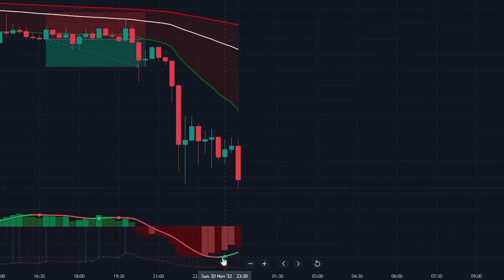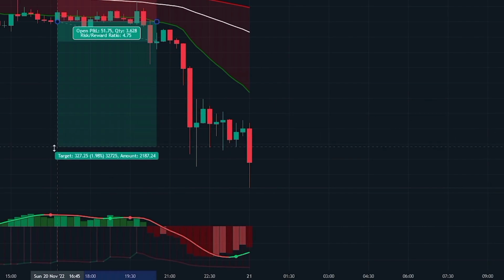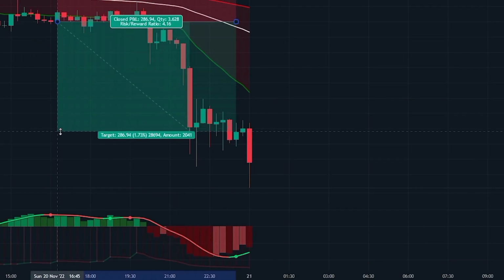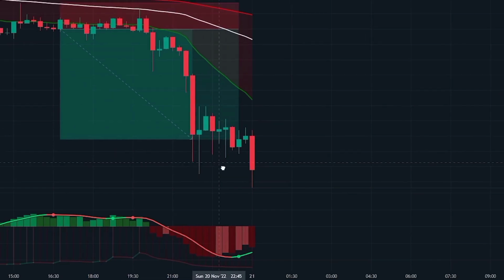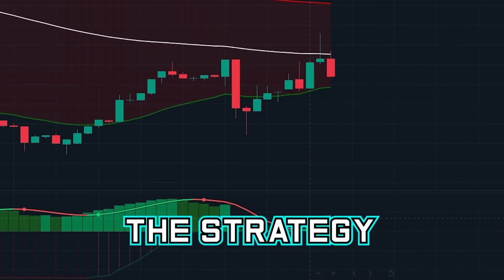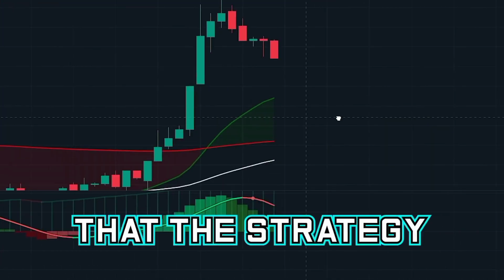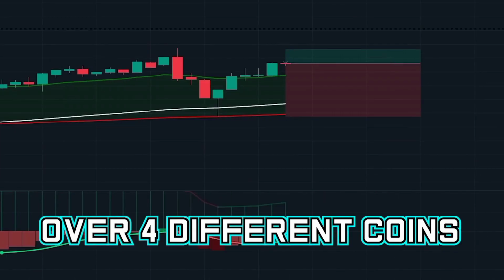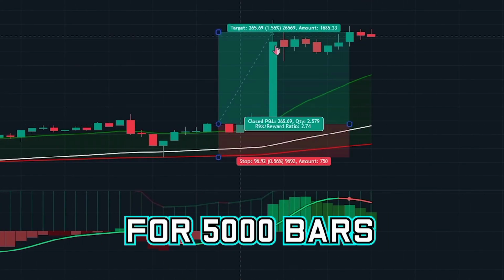As you can see, a bullish signal has been provided by the BX trender. This means that our take profit condition has been met, so we will exit the position. Now let's take a look at the backtest. We backtested the strategy on the crypto markets. To make sure that the strategy didn't just work on one coin, we spread out the 100 trades over 4 different coins, taking trades for 5,000 bars on each pair.